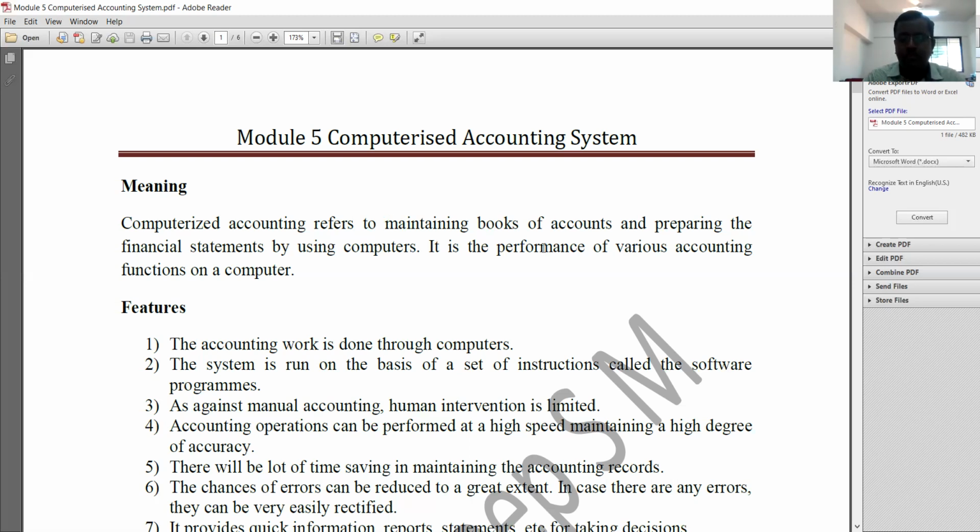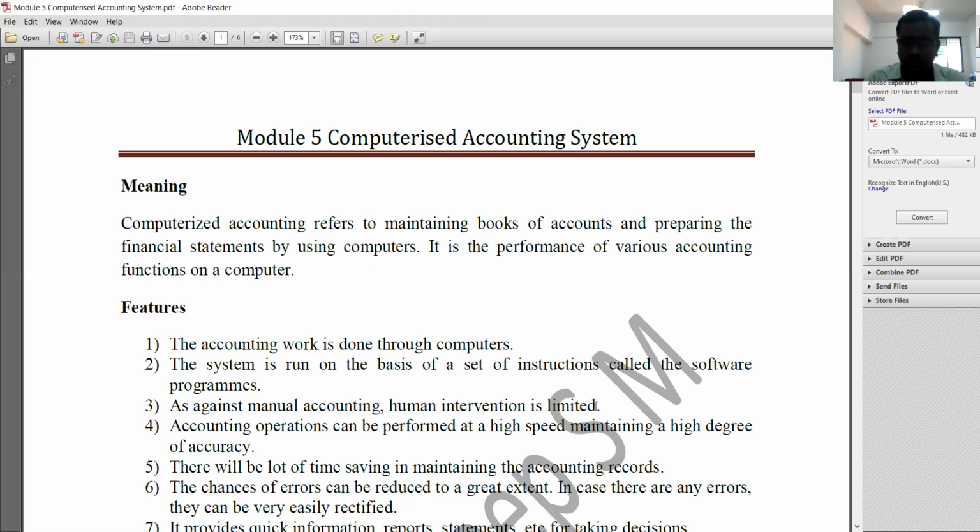It is a process of performing various accounting functions on a computer. Here we execute various accounting functions on a computer or with the help of a computer. That is called computerized accounting system.